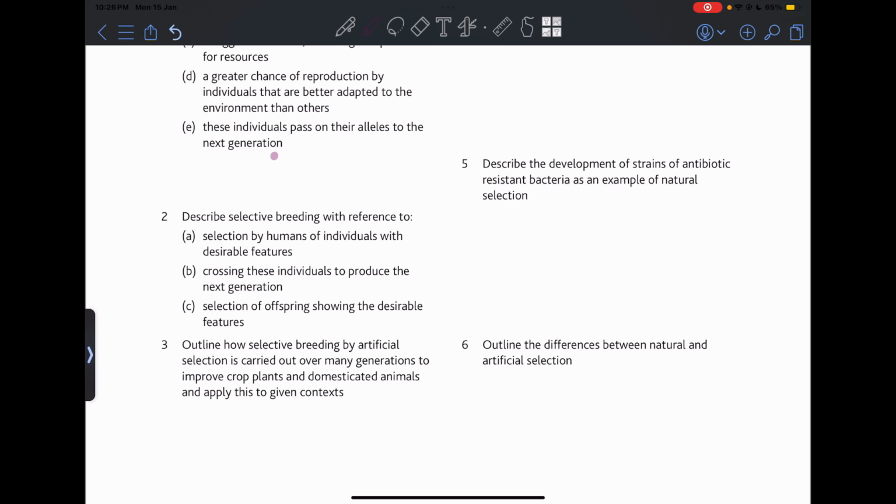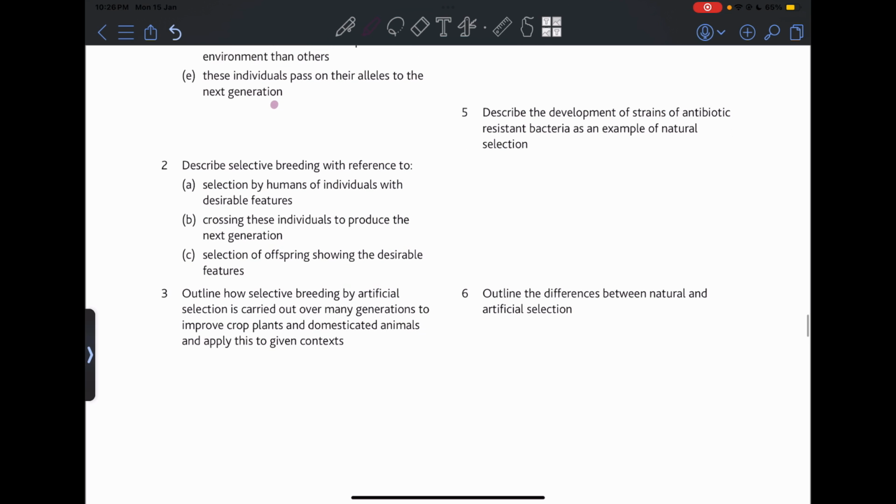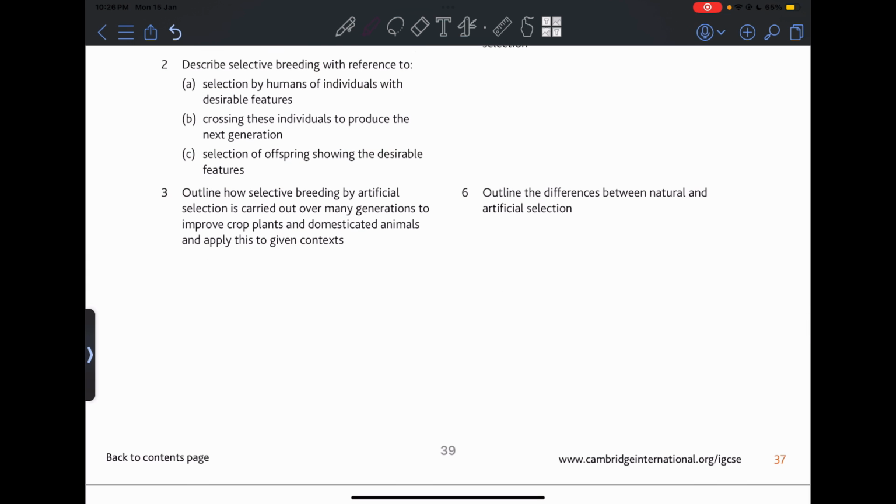Describe the development of strains of antibiotic-resistant bacteria as an example of natural selection. So sometimes the antibiotics, as I explained in another chapter, in the drugs chapter, may actually grow resistant, and then it will be harder for the person with the sickness to treat themselves, because they have the antibiotic resistance. So it's very hard in these situations, and these people didn't follow the protocol when using antibiotics. Even if you feel better, just follow the course and finish it till the end, so that there is no antibiotic resistance. Now, number 6, outline the differences between natural and artificial selection.